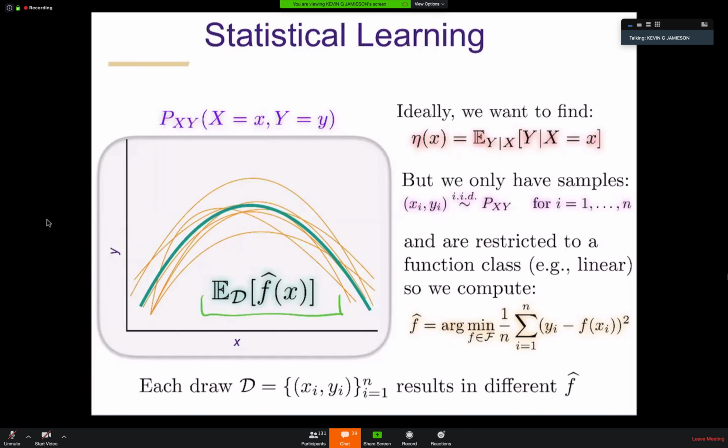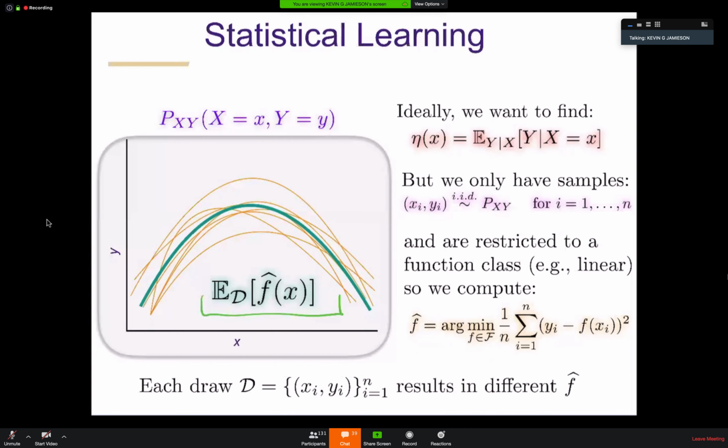So for every single data set, I get a different f hat, one of these different orange lines. But if I take the expectation over all possible data sets that I could have seen, not just the one I saw on this day, not the one in front of me, I'm going to get some function, which is the expected value of f hat with respect to all data sets I could have seen.